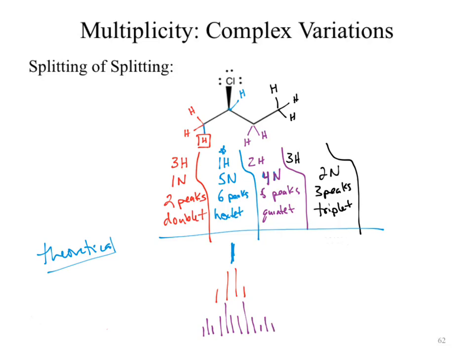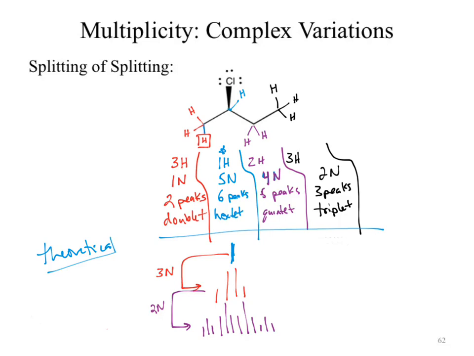Laughter's kind of the standard response to this. What just happened? This split into 4 peaks because there's 3 neighbors. That's why we saw 4 peaks, because I started with 1 signal and split it into 4 peaks. What happens in the next step? I'm splitting 4 peaks into 3 because of the 2 neighbors. The result ends up being this complex, nasty-looking thing. This is what's known as splitting of splitting.